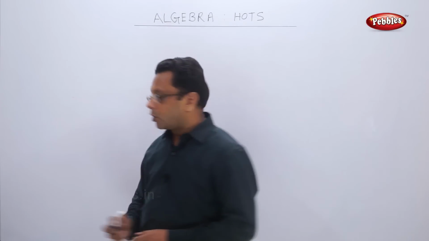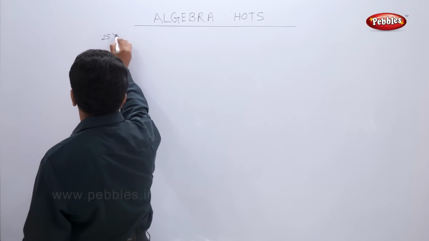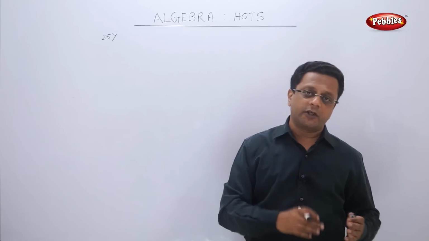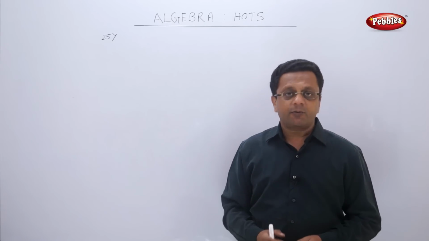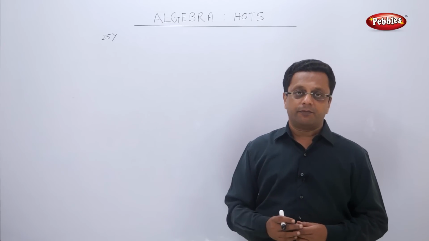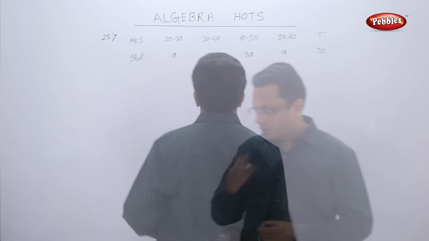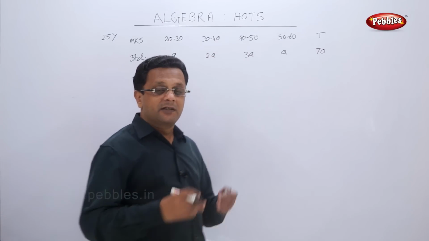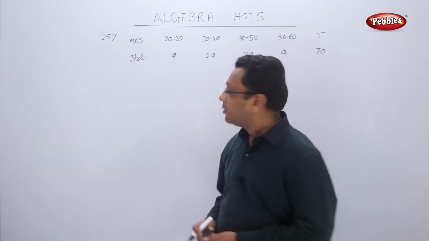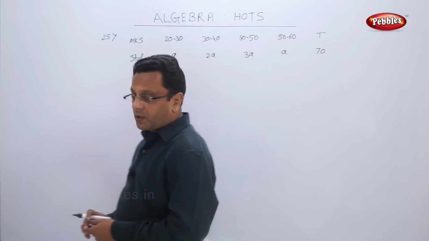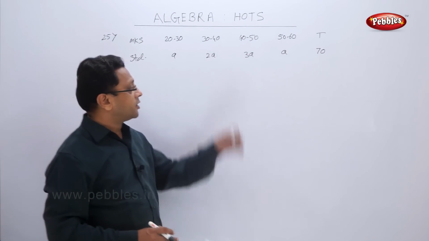Let us solve problem number 25. Now this problem is exactly similar to the previous problem. But in the previous problem, A and B were given, right? In this case, only A is given. This problem is extremely simple. Why? Because A is there everywhere. And we know that the total number of students is 70.